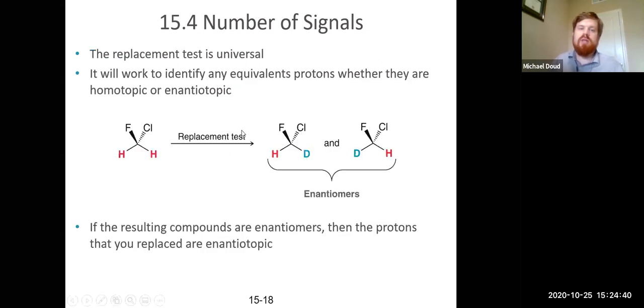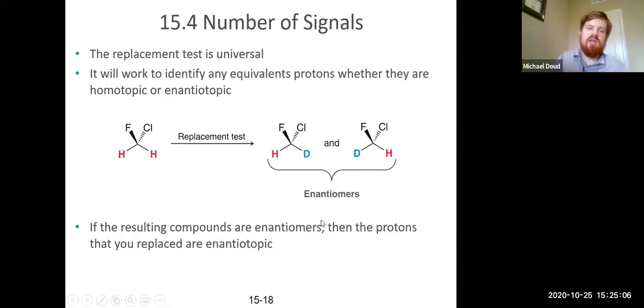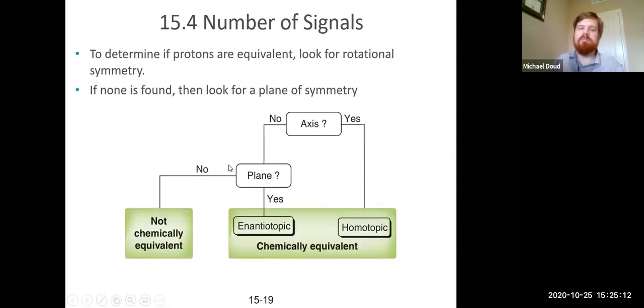Now, if you do the replacement test, you replace each of them here. So we replace the right proton first and then the left proton next. We don't make the same compound, right? Because these aren't superimposable, but we do make a pair of enantiomers. That means these are enantiotopic protons. And if they're enantiotopic, they're going to be chemically equivalent. So these protons experience essentially the same chemical environment through symmetry, and so they're going to be chemically equivalent.